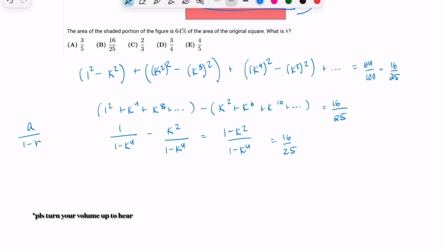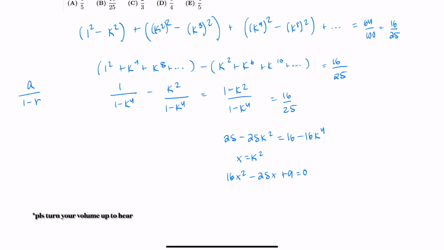Then we can cross multiply, substitute in some variable like x for k squared to simplify things, and solve for the quadratic, and then find k. So cross multiplying gets 25 minus 25k squared equals 16 minus 16k to the power 4. If we let x equal k squared, just to see the quadratic more clearly, we get 16x squared minus 25x plus 9 equals 0. And we can factor this quadratic.